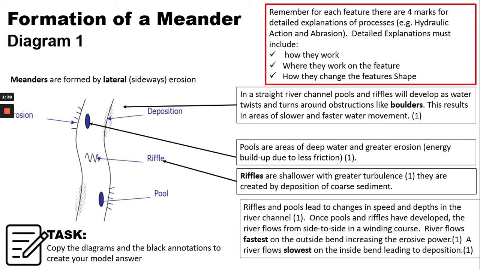Just to get us going, remember 4 marks for processes. I would focus specifically on hydraulic action and abrasion, explaining in detail how they work, where they work, and how they change a feature's shape, but that will happen within the answers you're given here.